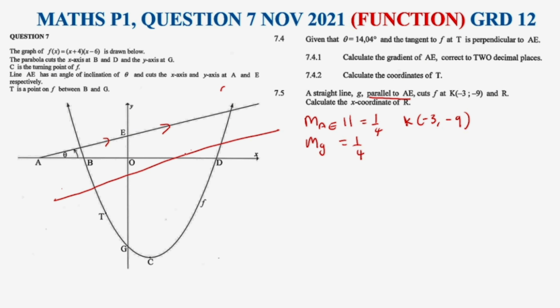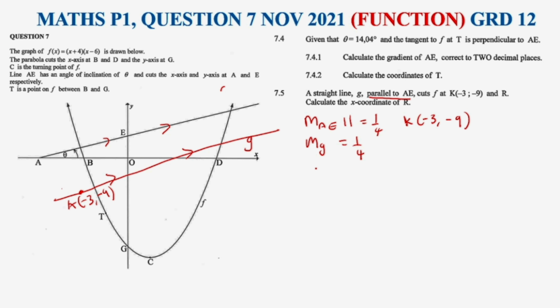So G is parallel to AE. That's our G there, and it's cutting through point K. I'm just going to put K here. It's not drawn to scale. K is (minus 3, minus 9). Okay, great stuff. So now we need to find the x coordinate of R.